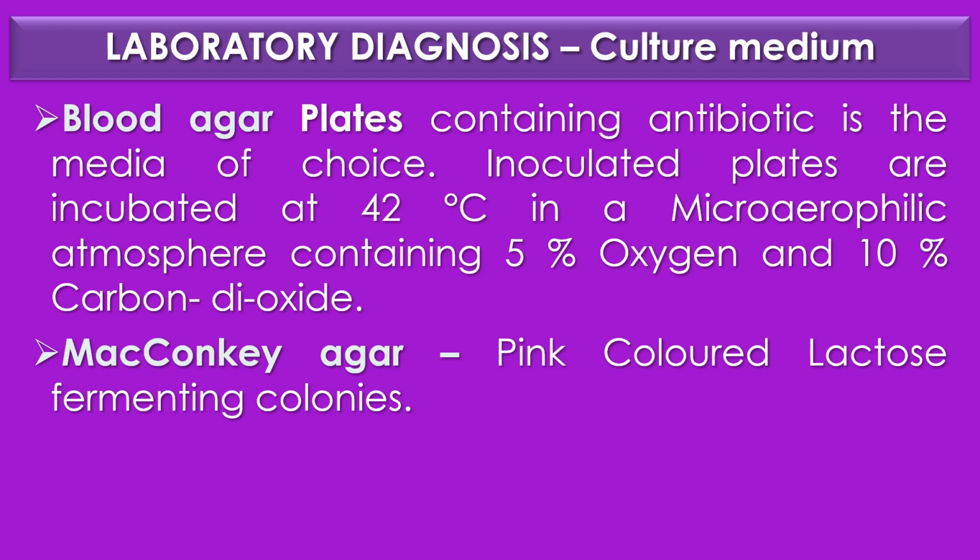Next, colony morphology on culture medium. Blood agar plates containing antibiotics are the media of choice for Campylobacter jejuni cultivation. Inoculated plates are incubated at 42 degrees Celsius in a microaerophilic atmosphere containing 5% oxygen and 10% carbon dioxide. On MacConkey agar, Campylobacter jejuni is observed as pink colored lactose fermenting colonies.